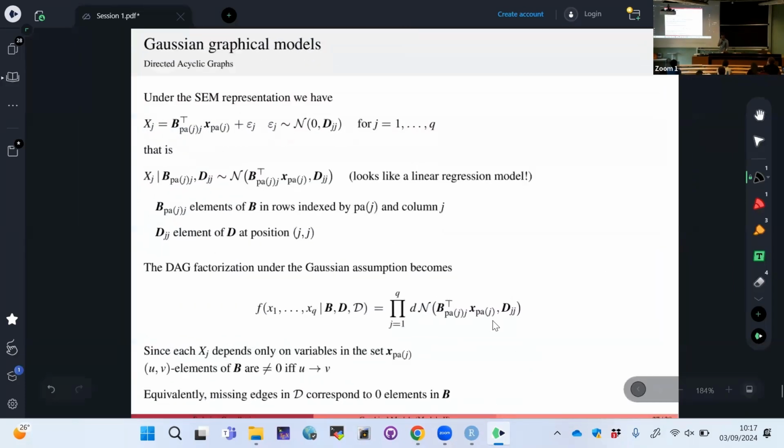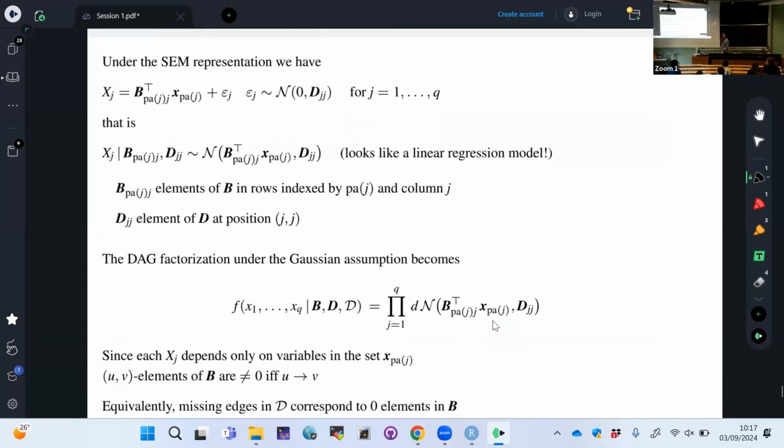So now what I was saying before is that under the structural equation model representation, the conditional distribution of each component of our random vector, that is xj, is that of a linear regression model with regression coefficients corresponding to the elements of our matrix B, with rows indexed by the parents, the set PAj, and the column corresponding to the node j itself.